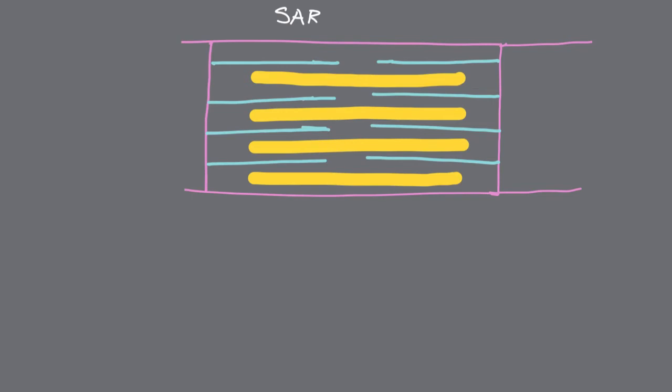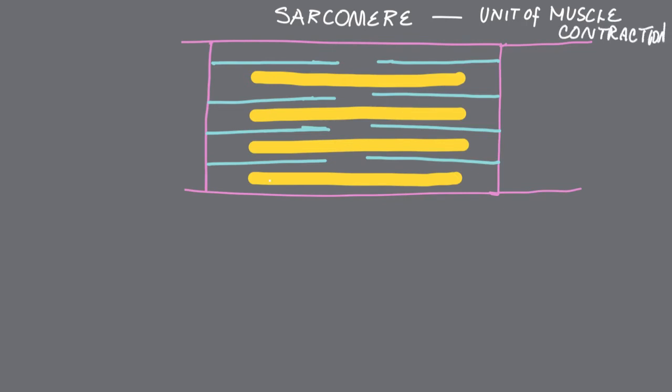Here is a two-dimensional drawing of a sarcomere. The sarcomere, as we said earlier, is the unit of muscle contraction. There are many sarcomeres arranged all along the length of each myofibril. Inside the sarcomere are the myofilaments, the thick and thin filaments.